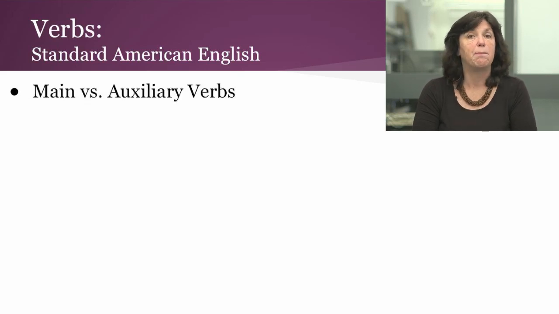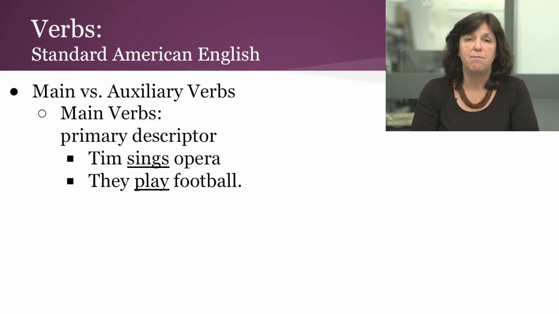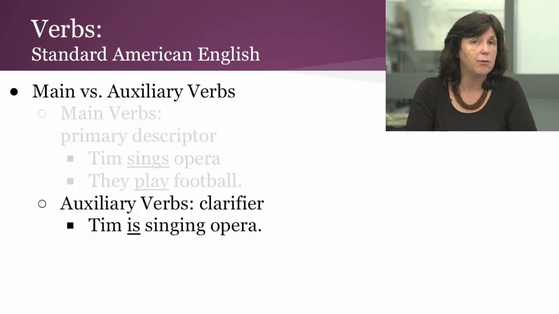Generally speaking, there are main verbs and auxiliary or helping verbs. Main verbs are the primary descriptors of an action, state of being, or occurrence. For example, Tim sings opera, or they play football. Auxiliary verbs, on the other hand, clarify the action, state of being, or occurrence described by the main verb. So, Tim is singing opera.